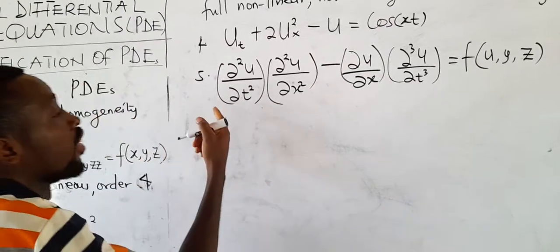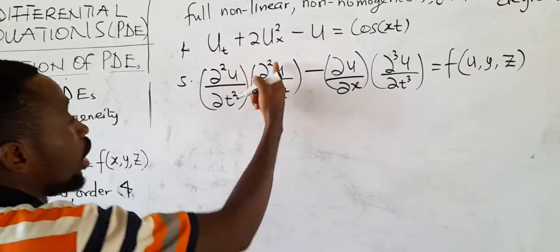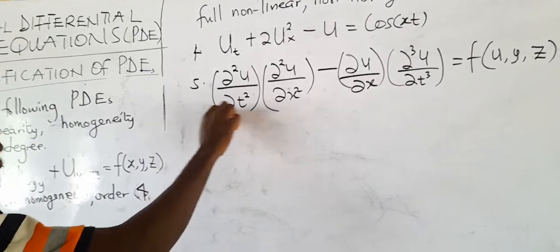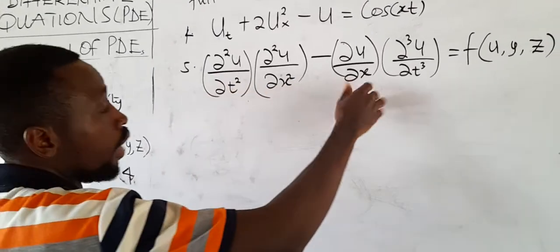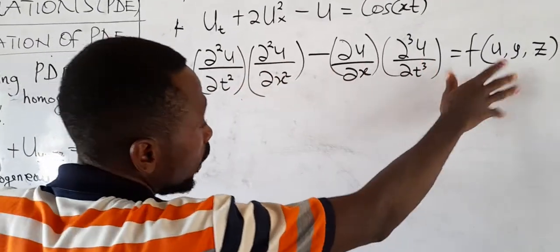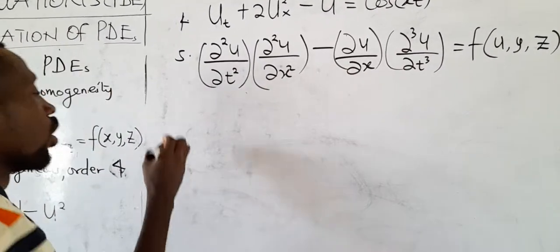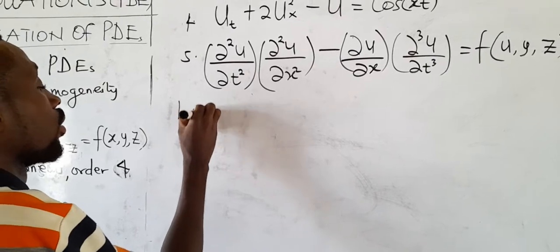Let's see. Are the partial derivatives of degree 1? Yes, they are all of degree 1. Is there any dependent variable multiplying the partial derivative? No. Is there any transcendental function? No. Then it is linear.